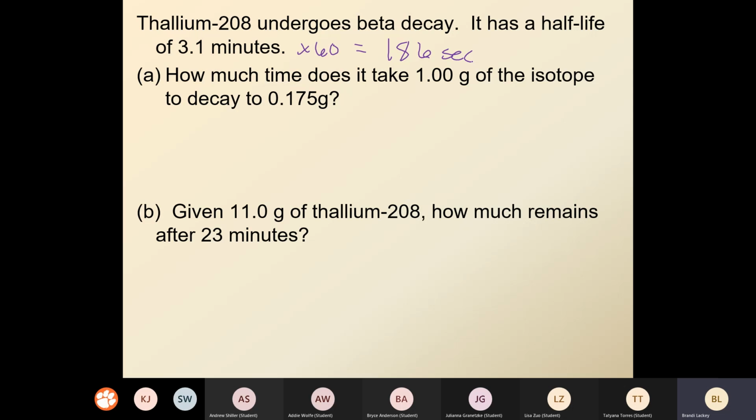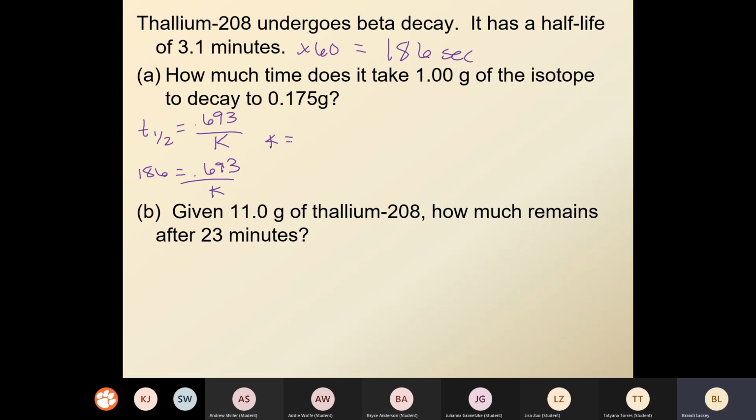Now, if we know the half-life, we can find k. So you really need k in order to figure out any other half-life problem. That's where we use the equation we had before: t to the 1/2 is equal to 0.693 over k. So if we know the half-life, 186 is equal to 0.693 over k, and we can figure out what k is.